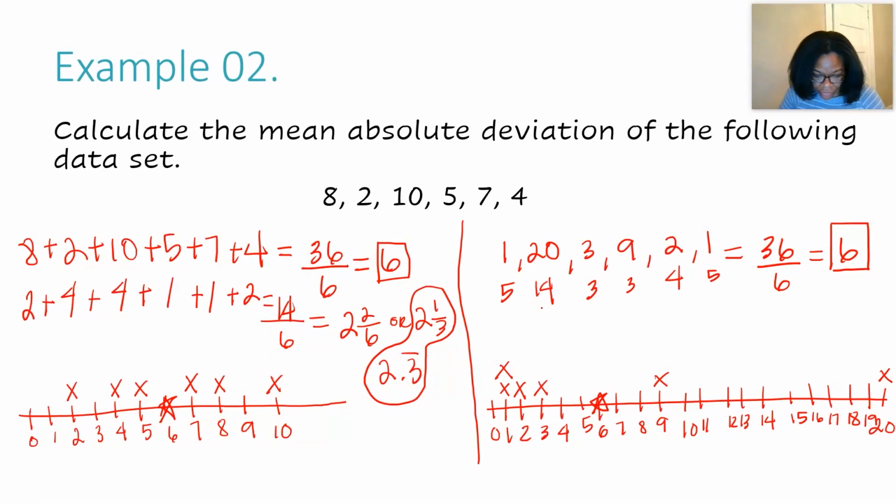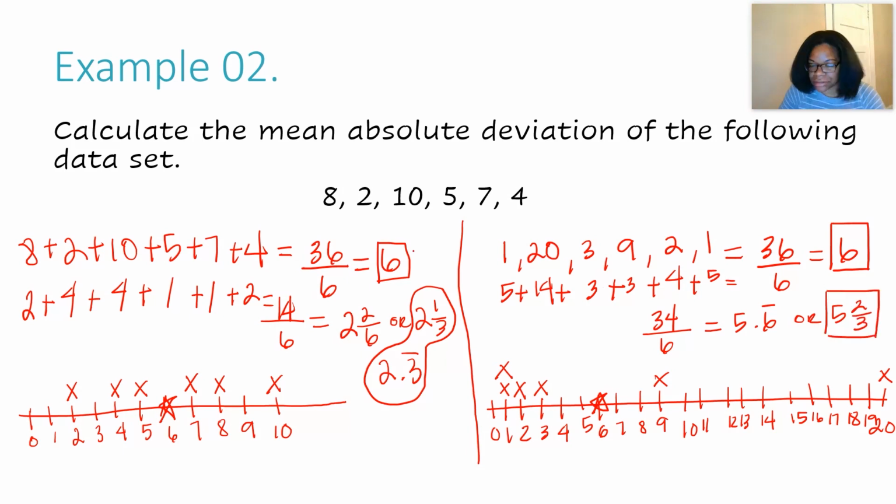So now what I need to do is add all of my numbers. And when I add all of my numbers, I'm going to divide that answer by 6 to calculate my mean absolute deviation. So when I add all of these numbers, I get 34, and I divide that by 6, and I get 5.6 repeating, or 5 2/3, okay? Even though we had the same mean for these two data sets, our mean absolute deviations are different. This means these numbers vary a lot from each other. These data sets vary a lot, okay?